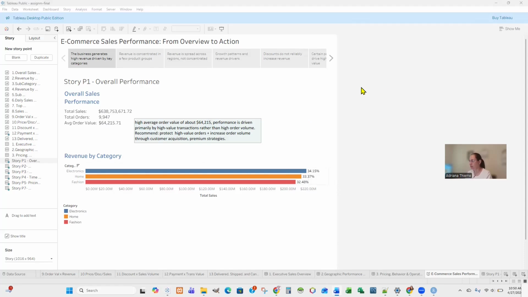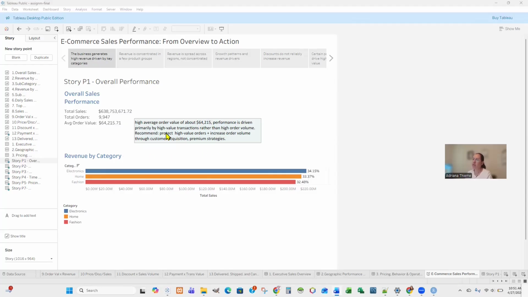So instead of having the charts scattered about, we group them together and we tell the story of data, making the information easy to understand. So the first thing I wanted to show was that the business generates high revenue driven by key categories. For that, I created a story point that shows overall sales performance and the revenue by category.